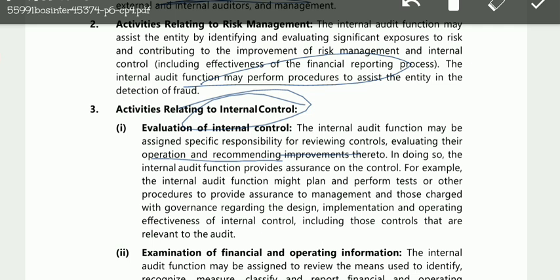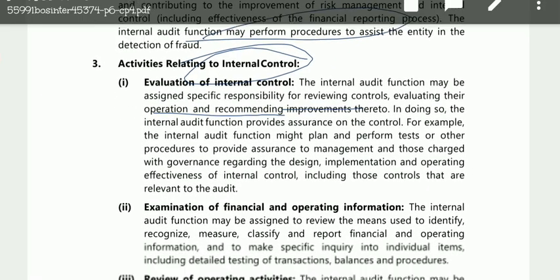Now when the internal auditor checks the controls and finds that these controls are fine, there will be assurance on the controls. The management and TCWG will be able to trust the controls that are being implemented by them. For example, the internal audit function might plan and perform tests or other procedures to provide assurance to the management and those charged with governance regarding the design, implementation and operating effectiveness of the internal controls. So through internal audit, the internal auditor can tell the management and TCWG how the controls are designed and implemented, and whether these controls are able to prevent and detect the risk of material misstatement, or if he finds some weaknesses, he will suggest the same to the management and TCWG.